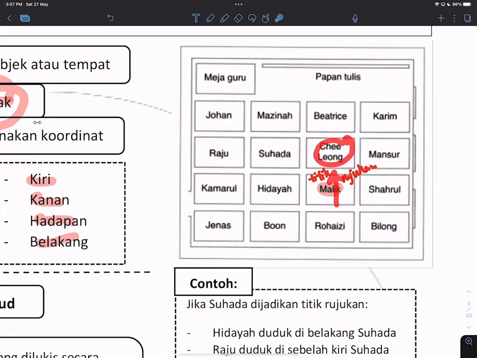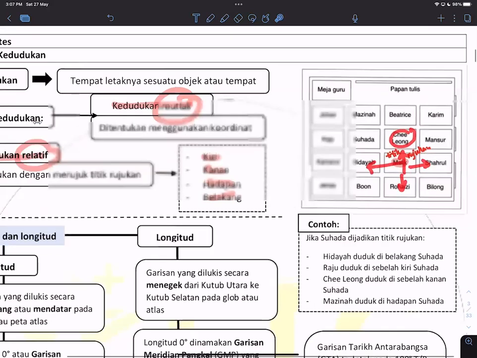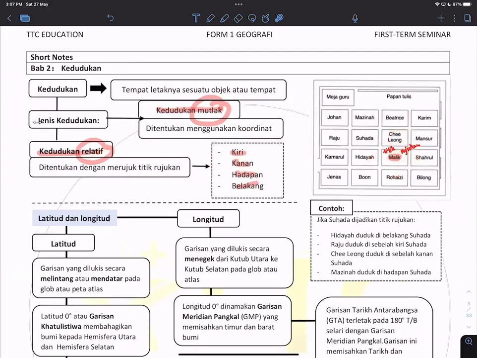Who is sitting behind Malik? Rohaizi. Who is sitting left hand side of Malik? Hidayah. And then Shahrul is right hand side. This is what we call kedudukan relatif. So relatif is just referring to the titik rujukan. So that's why this is titik rujukan. Can write?